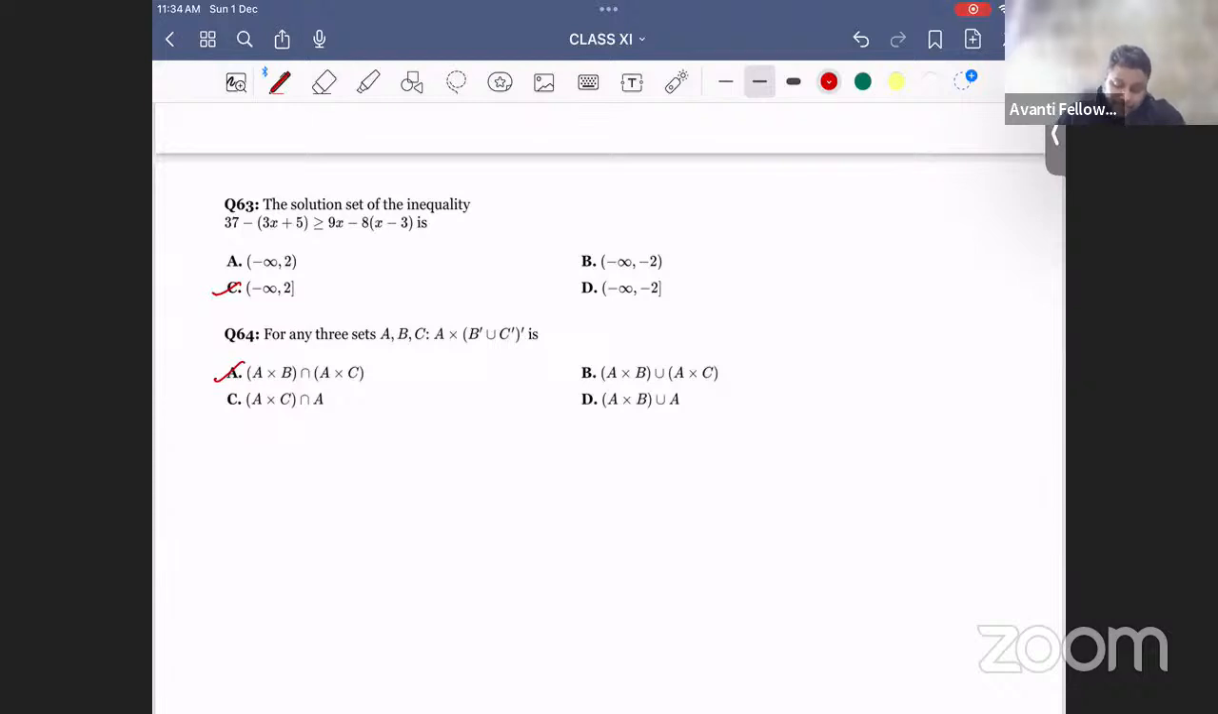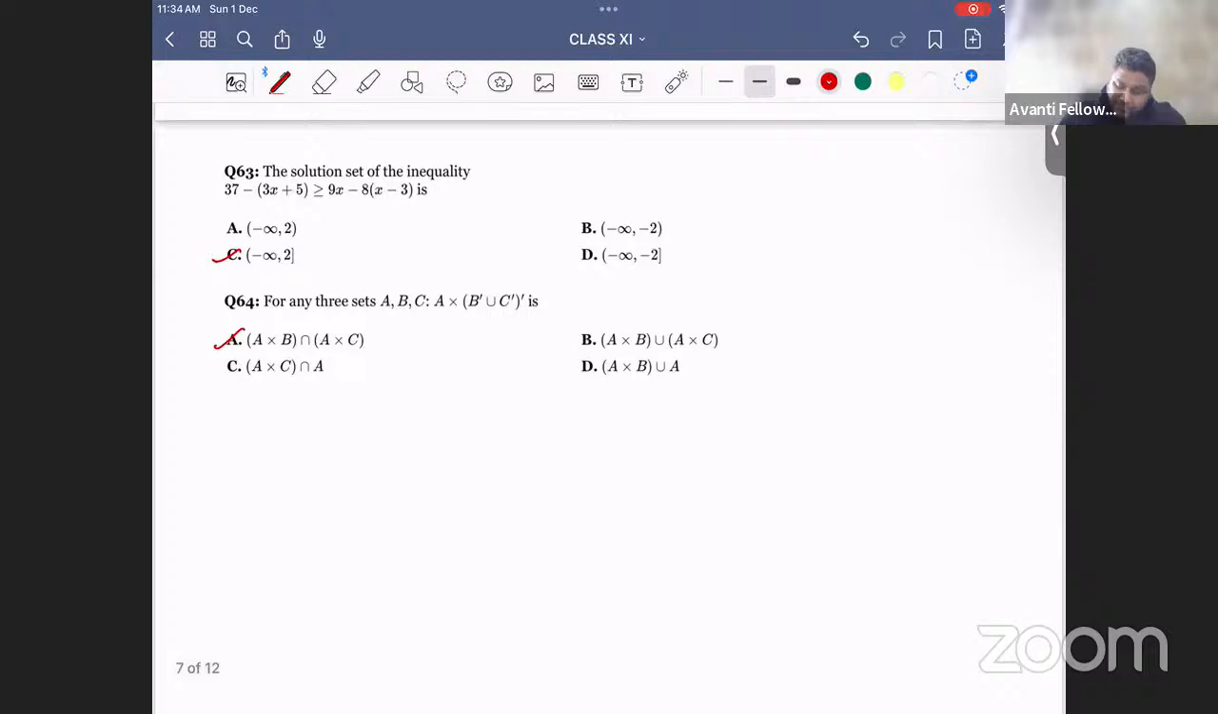Now, the solution of the inequality. This is easy. 37 minus 3x minus 5 more than or equal to 9x minus 8x plus 24. Got it? So it is 32 minus 3x more than or equal to x plus 24. So 4x less than or equal to 8. So x less than or equal to 2. That's it.